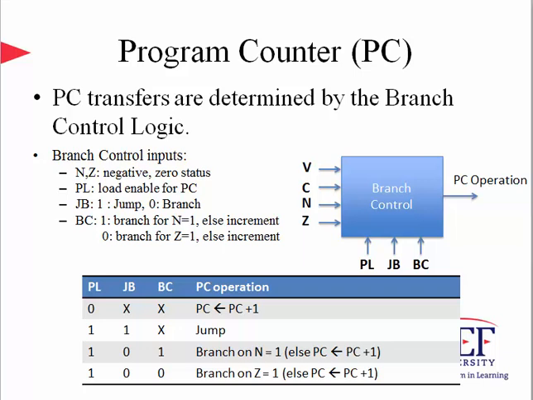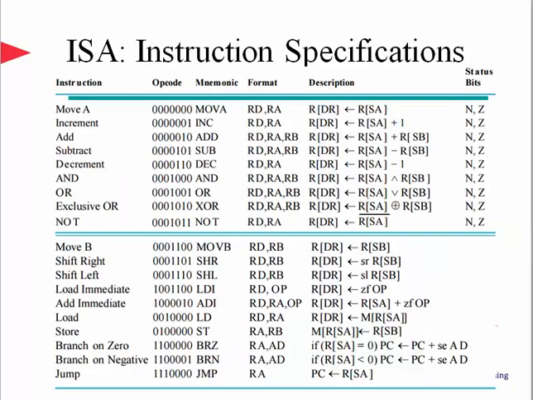So the branch control logic accepts all the status bits as well as the new select control bits, which are PL, JB, and BC. Using the instruction formats we talked about, it's of interest to tabulate all the operations that the ISA can support. The opcode determines the operation, if you remember. Here is the table for a single-cycle computer ISA capable of executing a bunch of different operations.